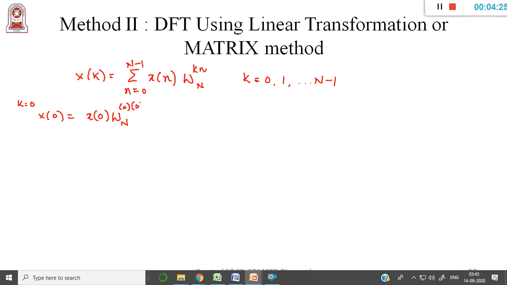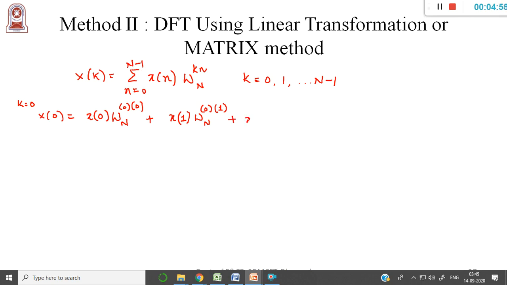In this case k is also 0 and the value of n is also 0, plus next I'll put n equal to 1 in the summation. So x of 1 into W_N, where the value of k is still 0, but the value of small n is 1. So I'm putting k as 0, and for k equal to 0, again the value of small n runs from 0 to N minus 1, right?